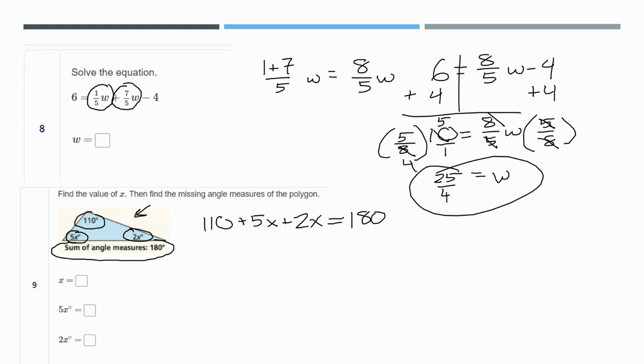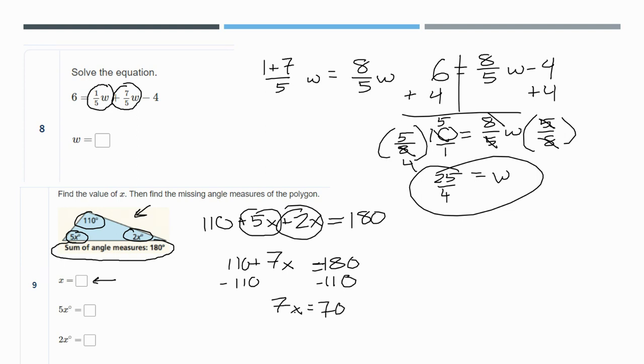Usually that works. All right, so next I'm going to combine my like terms. 5x and 2x are combined to make 7x plus 110 equals 180. I'm still just solving for x to get my first answer here. Next, I'm going to subtract 110 from both sides, and I get 7x equals 70, which is nice and easy. Now I can divide both sides by 7. Sorry about that. And that gives me x is equal to 10. Yay, I got the first answer.